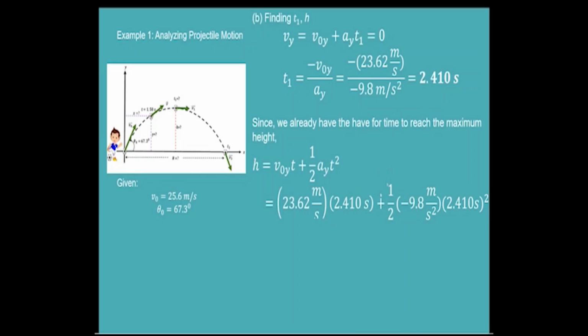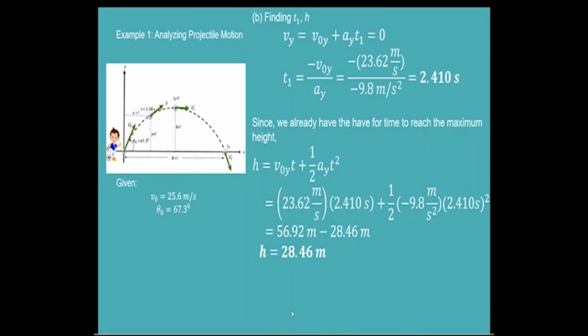Now, let's simplify it term by term. We can cancel out seconds in this case. So, 23.62 times 2.41 is equal to 56.92 meters, minus the product of these three here. Performing the operation for the second term, that is equal to negative 28.46 meters. Combining the two, our maximum height is equal to 28.46 meters. Thus, it takes 2.410 seconds to reach 28.46 meters, the maximum height reached by the soccer ball.